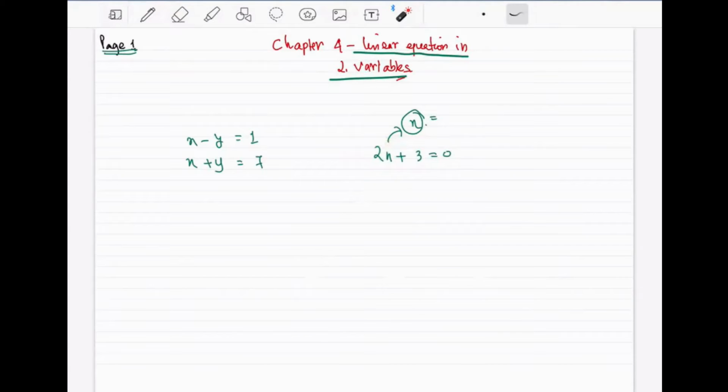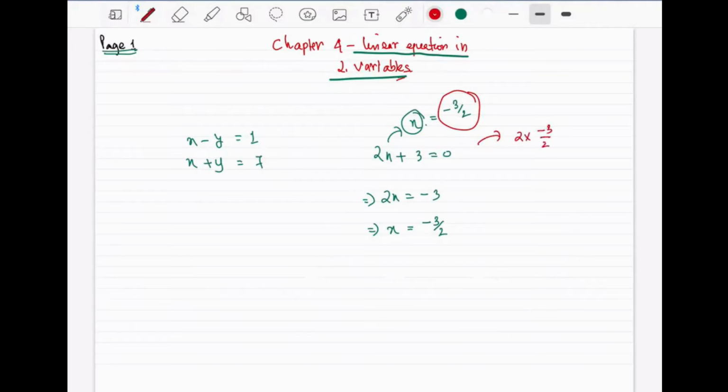Okay, we can find out the value of x easily, right? So you just take the 3 to the other side. We will have 2x is equal to minus 3. And when we find out the value of x, we will have minus 3 by 2. So if I put the value of x as minus 3 by 2 here, then let's see what happened to the left hand side and to the right hand side. Left hand side, it will look like this: 2 into minus 3 by 2 plus 3 is equal to, so 2 and 2 got cancelled. We have got minus 3 plus 3, which is equal to 0.